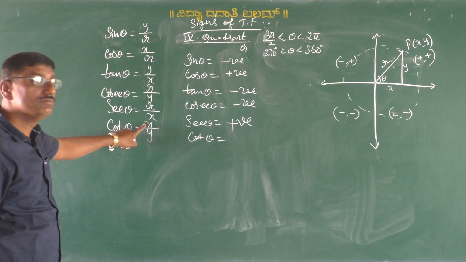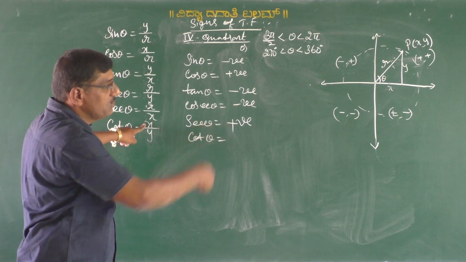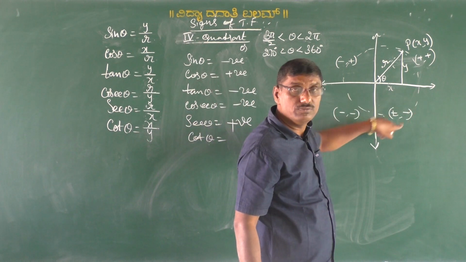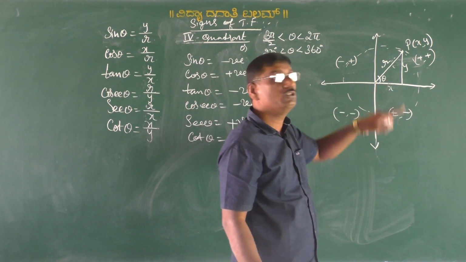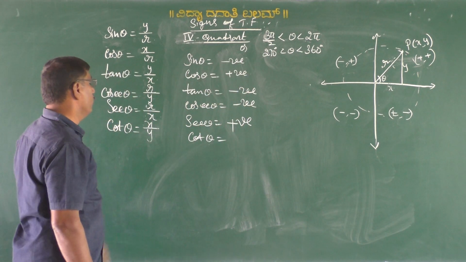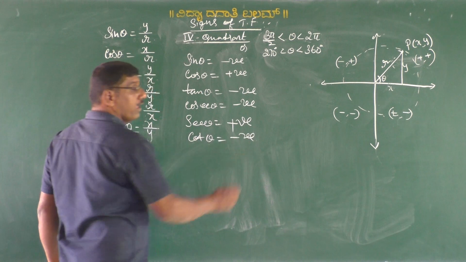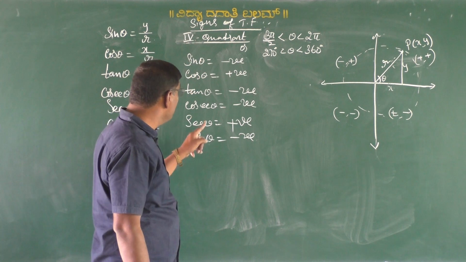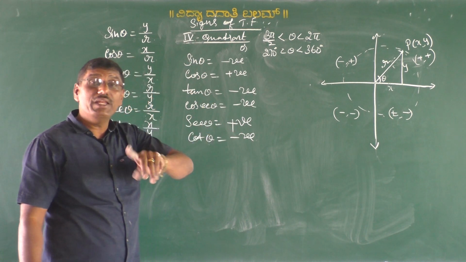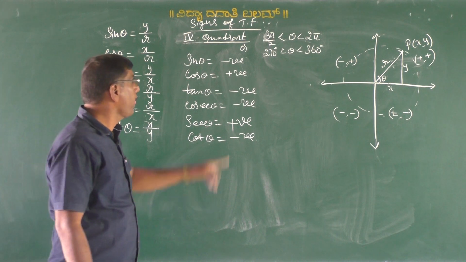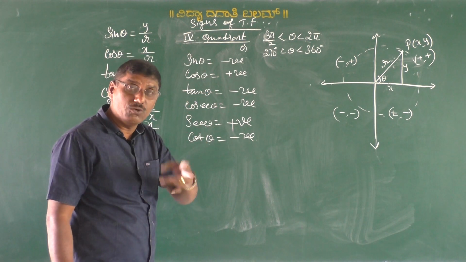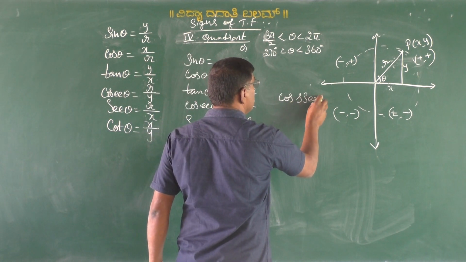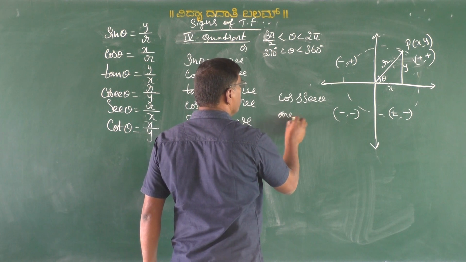The last one is cot. X is positive, y is negative. If the point P lies in this position, we get negative. My dear students, in the fourth quadrant, which are the positives? Cos and secant are positive, the remaining are negative.